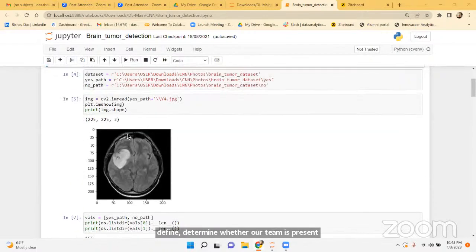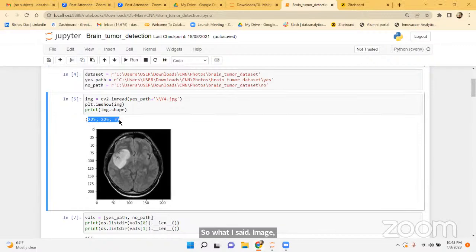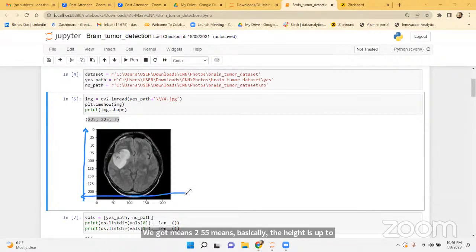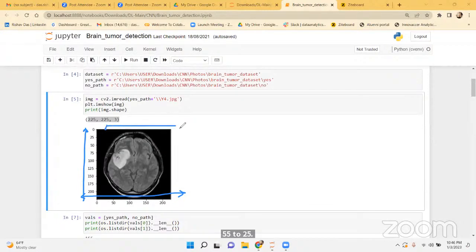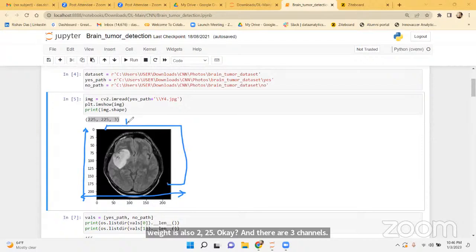So we are reading the image. You can see we are reading the image. Now, as I said, the image has three channels. You see the three-dimensional result we got. The height is 225 and the width is also 225. And there are three channels, meaning the three RGB channels.